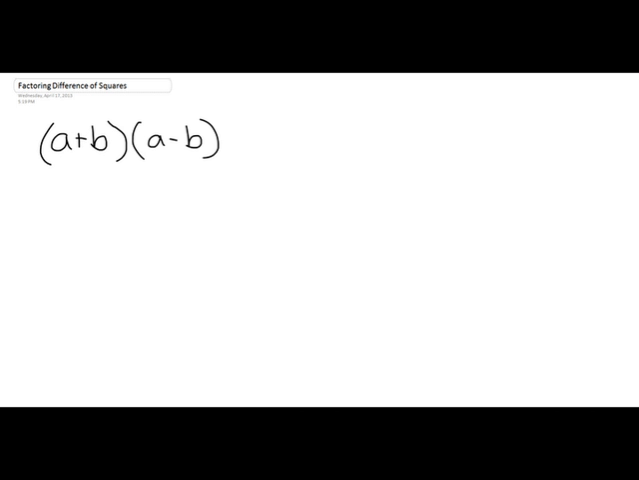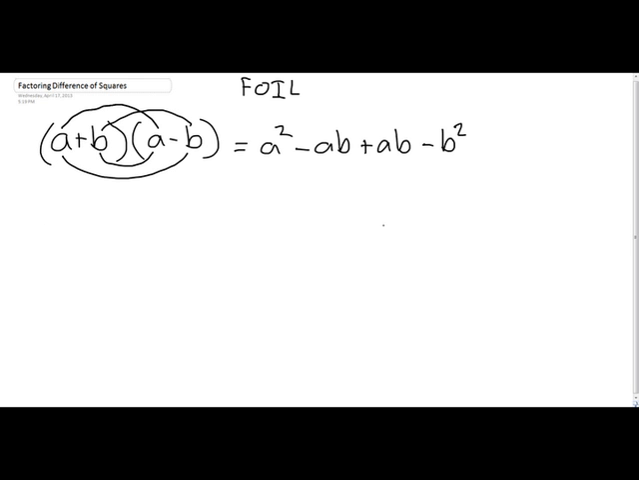To start off this example, I want you to practice this binomial product: A plus B multiplied by A minus B. So pause the video and give it a shot. What we'll find is we get A squared minus AB plus AB minus B squared. And collecting our like terms, we get A squared minus B squared.